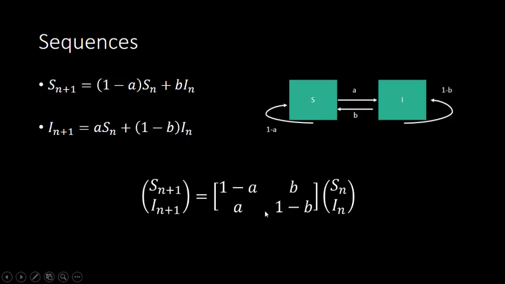Using the matrix multiplication, if you're familiar with matrix multiplication, reminding you that we use row by column, so 1 minus A times S sub n plus B times I sub n gives you S sub n plus 1. Once that is familiar, we'll look at a very simplified example with values.